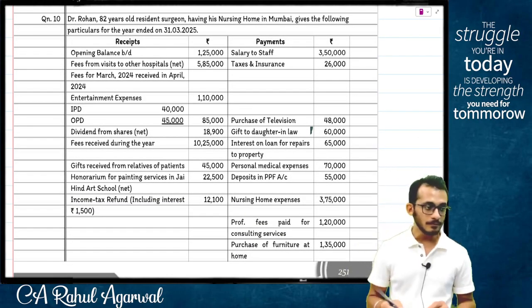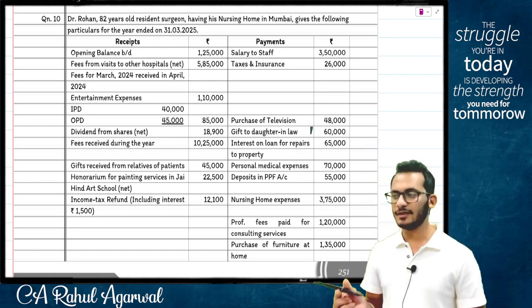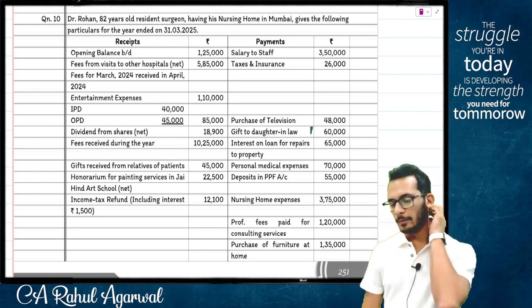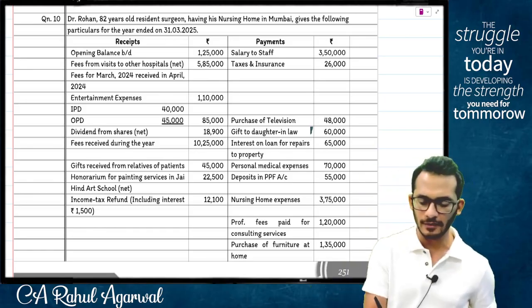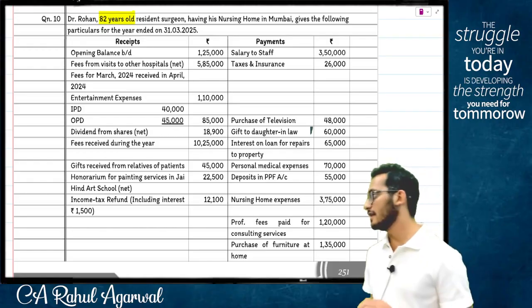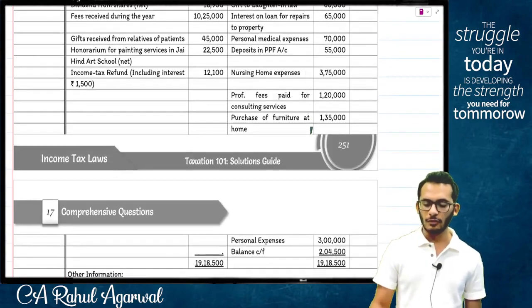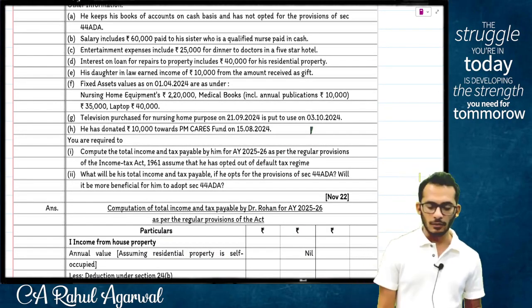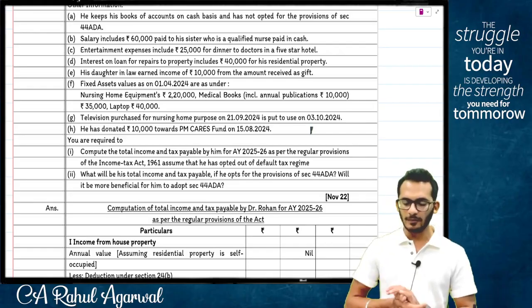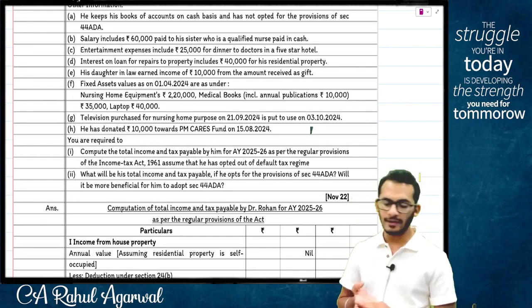It says, Dr. Rohan is aged 82 years, resident surgeon, having his nursing home in Mumbai, and has given you the following data. Pay attention to the fact that this person is a super senior citizen and is running a nursing home. Without looking into the facts, I'm going to the bottom. It says, you are required to compute the total income and the tax payable as per regular provisions of the Act, assuming he is opting out of the default tax regime.